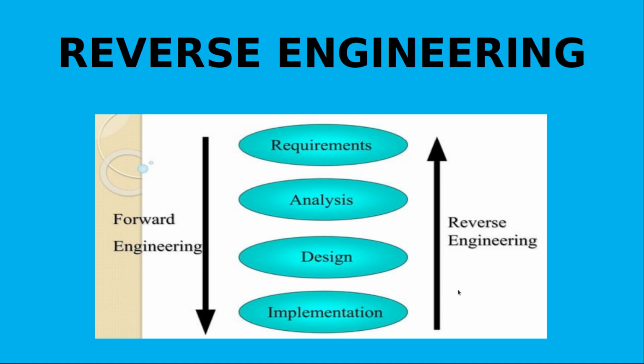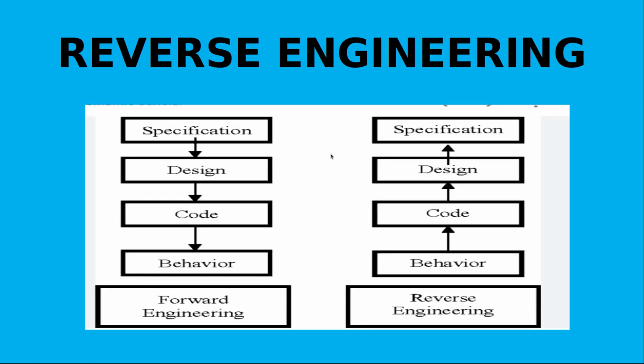But in the case of reverse engineering, the software is already implemented, so we collect the source code and native code, that means binary codes. Then it will be converted into design. After the design we get the analysis and requirement. So forward engineering is the opposite of reverse engineering.